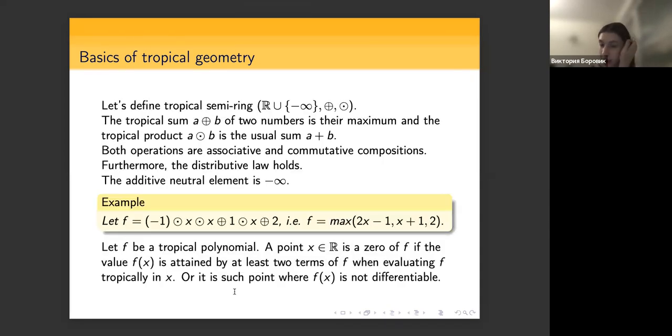And also notice that we can define a zero set of any polynomial. It isn't interesting to consider such points where our polynomial equals minus infinity, because there are a few such cases. That's why I will define zero set in such way. Let f be a tropical polynomial. A point is a zero of this polynomial if the value is attained in this point at least in two terms of this polynomial. Or another definition: our function isn't differentiable in these points.